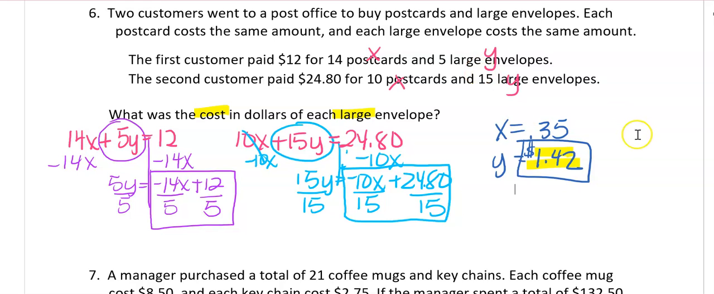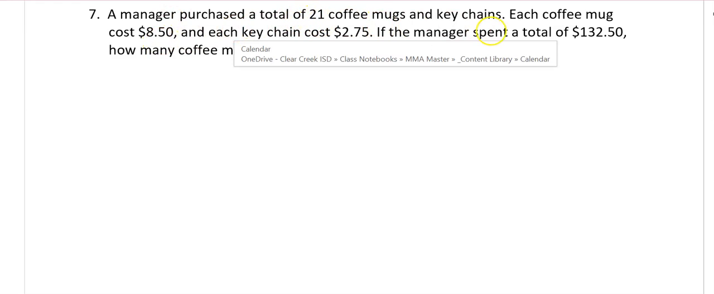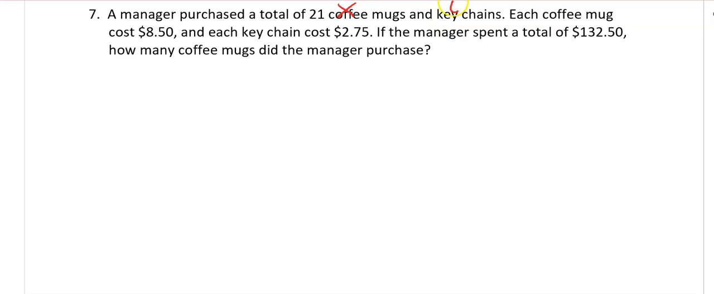Last problem right down here, and this one is going to be an ugly one. This one was actually a fill in the blank problem on a STAR test years back. So you will definitely see problems like this. A manager purchased a total of 21 coffee mugs and keychains. So I'm going to stop right there, X and Y. Each coffee mug cost $8.50. So each X was $8.50 and each Y was $2.75 for a total of $132.50. How many coffee mugs did the manager buy?